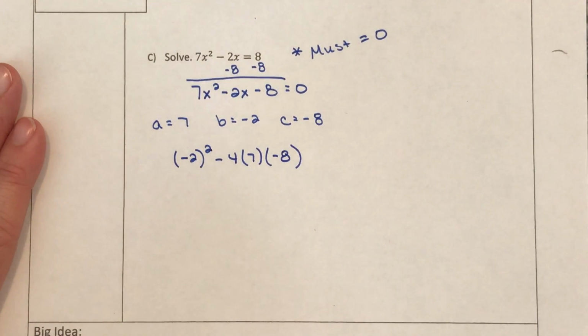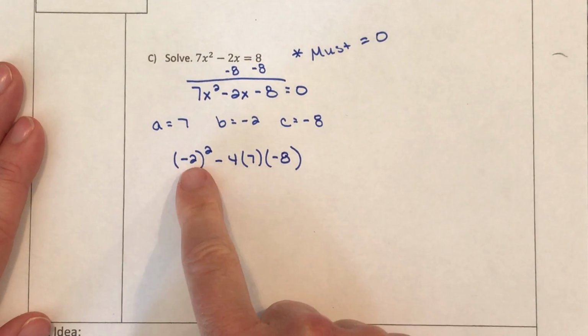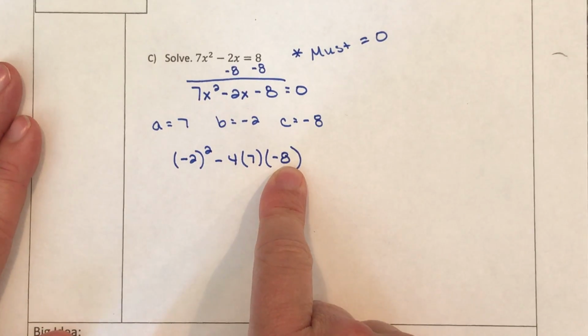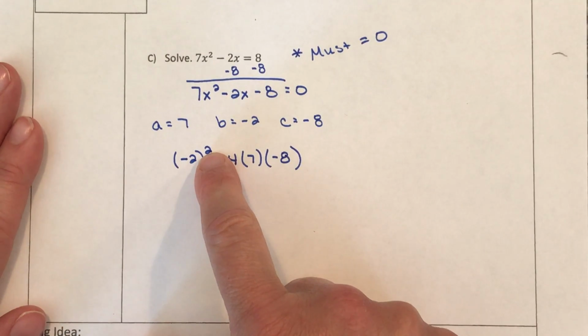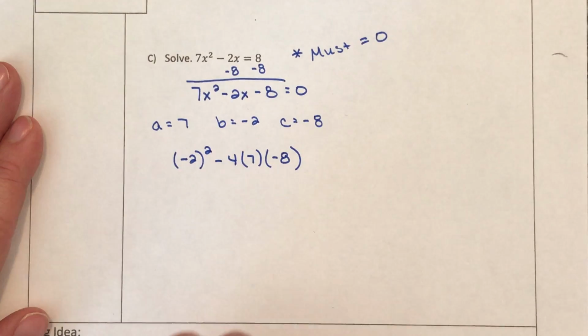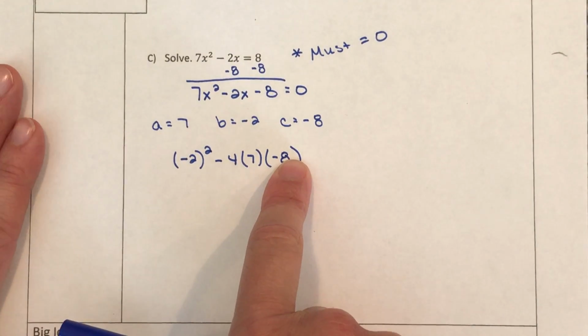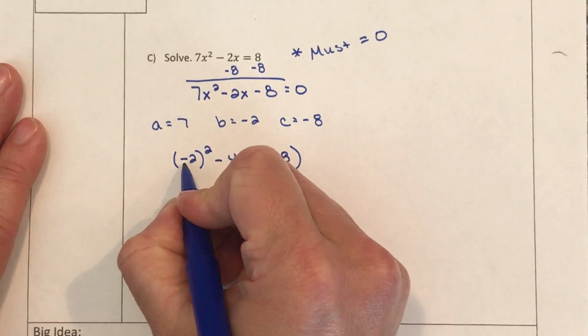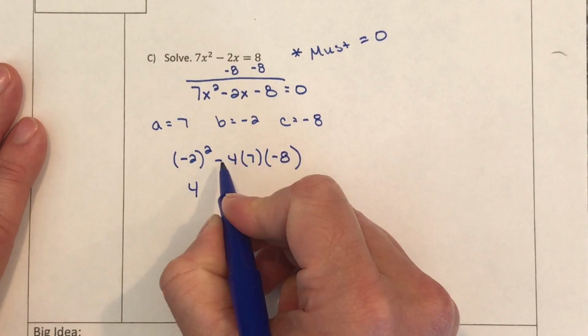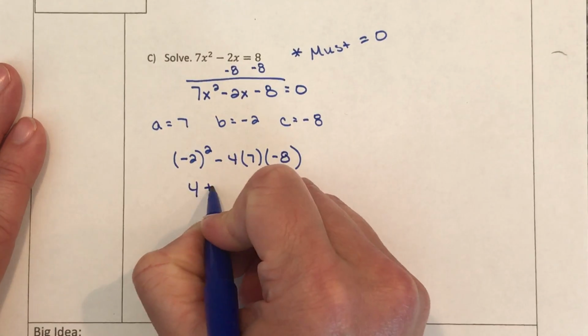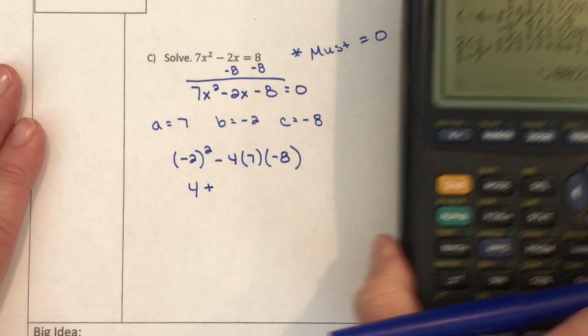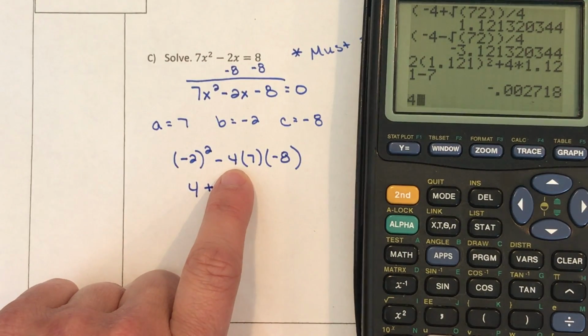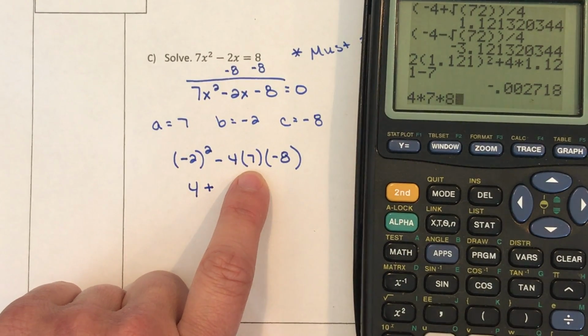And I know we've had this discussion a couple times, but it's always good to remember when you're plugging numbers in, you should put them in parentheses, especially if you're doing a square, because you want to make sure that you are actually squaring negative 2 and not squaring 2 and then throwing a negative on the front. So if you're plugging numbers in, put them in parentheses. So negative 2 squared is 4. And I've got a negative times a negative, so we'll be adding, yeah, 4 times 7 times 8.